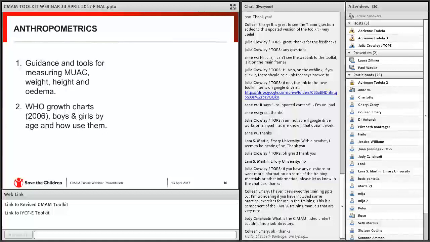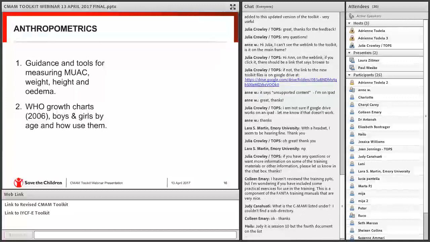So the bit on anthropometrics, just to highlight, nothing much changed here because what we had were really what is being used right now. There are a few proposals that came from what SMART uses, for example.